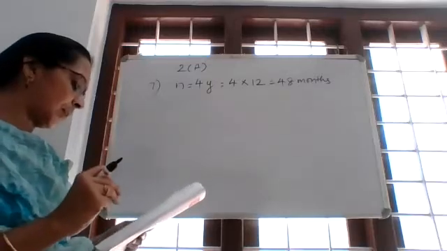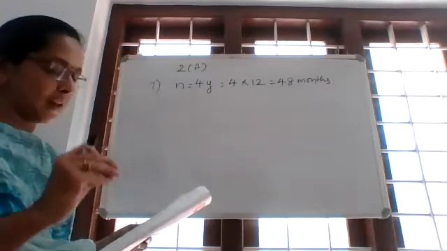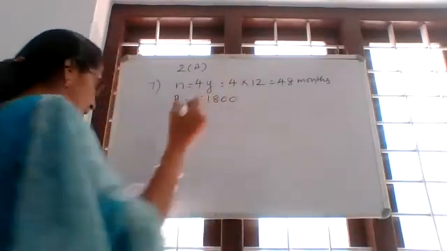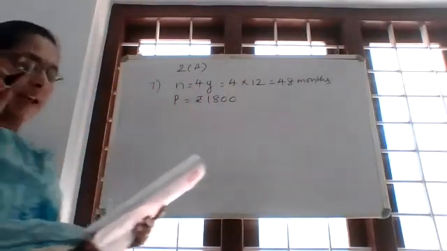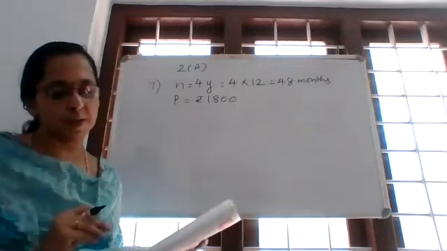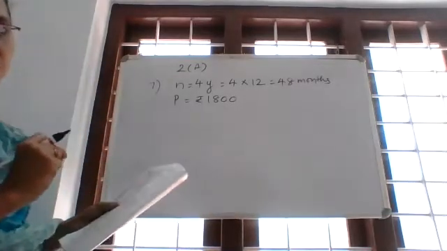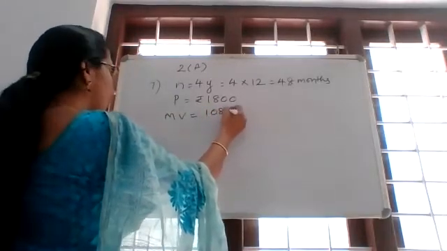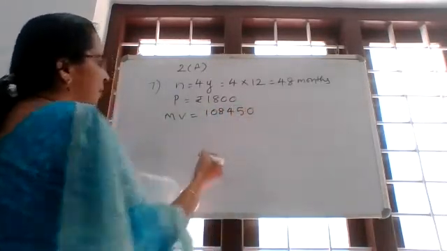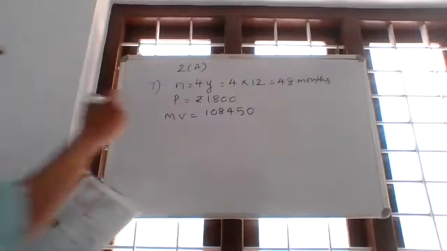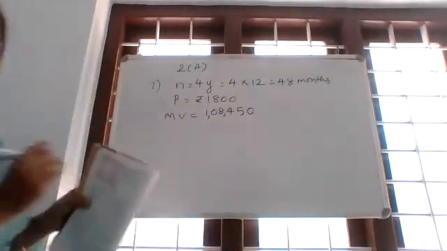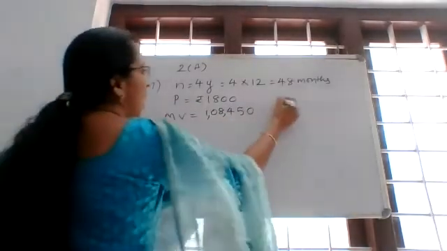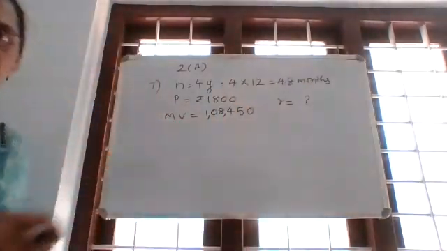P is equal to 1,800, deposited 1,800 per month. So P is equal to rupees 1,800. Very good. If she gets that much amount at the time of maturity, so what is that maturity value? MV is equal to 1,08,450. Okay. Then next step, what do we want to find out? R is equal to question mark. R we want to find out.